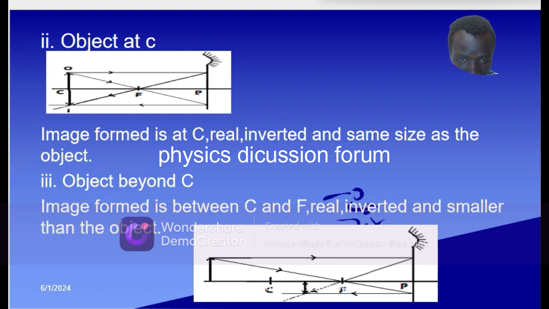So the first one, the image is diminished. It is smaller than the object. Second, it is real. It's formed in front of the mirror. Then the third one, it is inverted. It is upside down. It is formed between C and F.